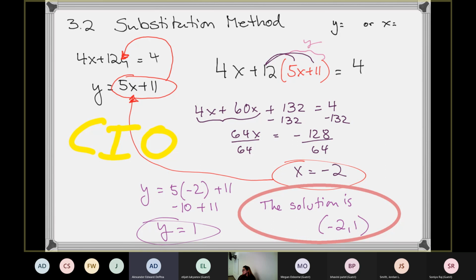Ordered pairs equal... Consistent, independent, one solution. That is your point of intersection. An ordered pair always.